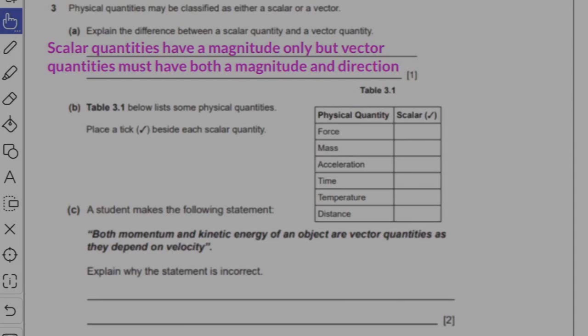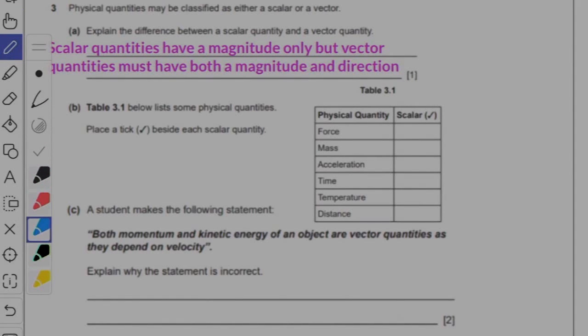So when you're ticking these boxes, you're thinking about which ones do I not represent, because they're saying, tick the ones that are scalars. So which ones do we not represent with an arrow? Well, force gets represented with an arrow, but mass doesn't. And so we can put mass down as being a scalar. Acceleration, we would show a direction on that, so it's not. But again, time is a scalar, temperature is a scalar, and distance, they don't say displacement, so it is distance. They would all be scalars.